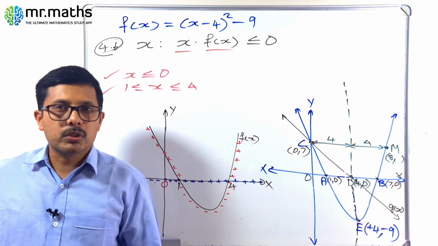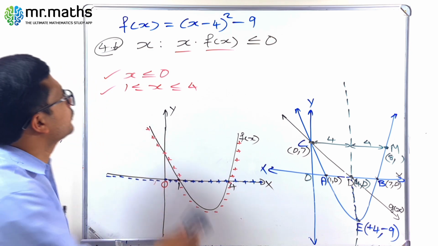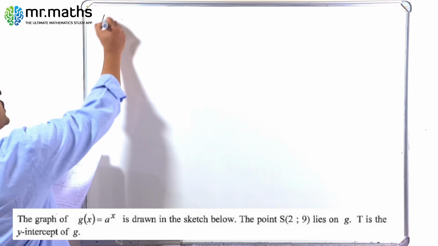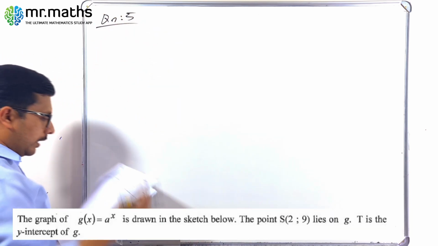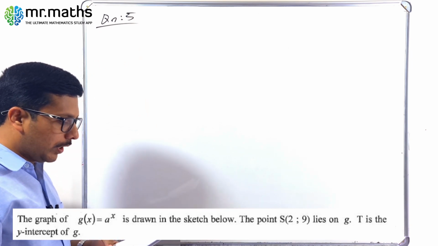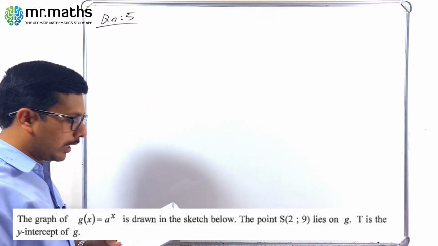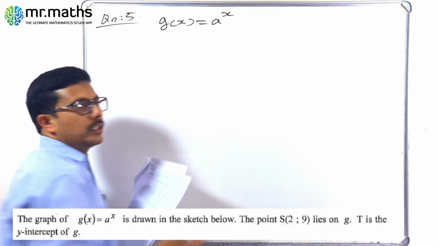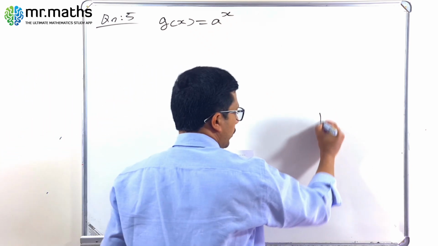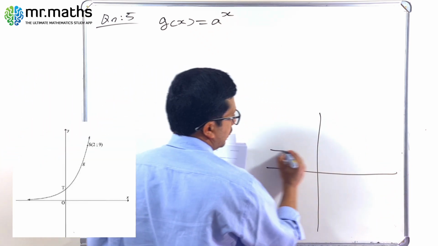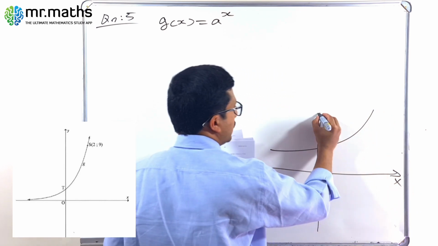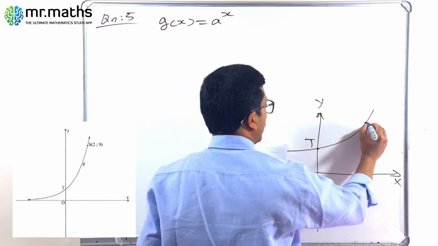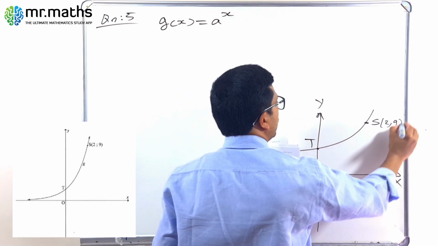Now let's move to the next question, question number 5. What is that question? The graph of g of x is equal to a raised to x is drawn in the sketch below. So there is a graph g of x is equal to a raised to x drawn. You can see on the graph paper there is a graph drawn like this. This is the x-axis, this is the y-axis, this is the point T, and there is a point S (2, 9).